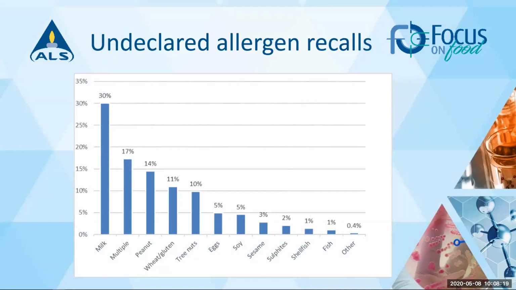With regard to undeclared allergen recalls, the prime offender is milk, which makes up about 30% of the total. Undeclared milk is often associated with dairy-free yogurt products, or as a low-level detection in coconut milk or cream products.